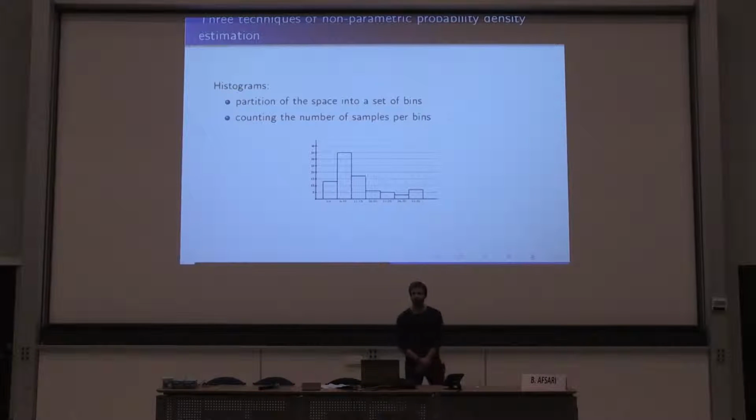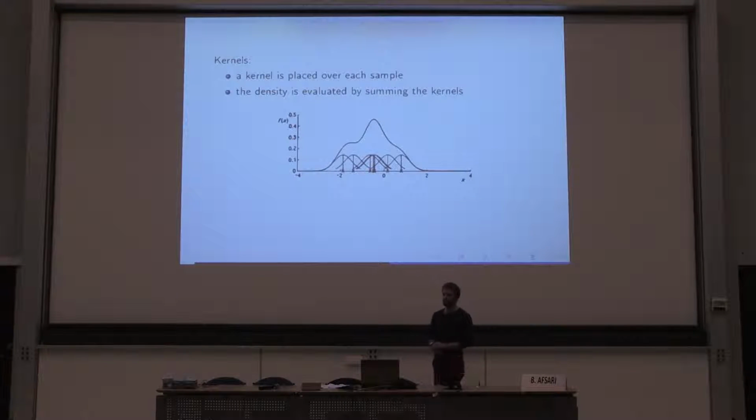So first, histograms. This is the simplest non-parametric density estimation. The space has to be cut into a set of bins, and the estimated density is obtained by counting the number of samples in each bin, and then we divide by the size of the bin. Kernel density estimation is also quite simple. We place a kernel of integral 1 over each observation, then we sum all the kernels and we divide by the number of samples.